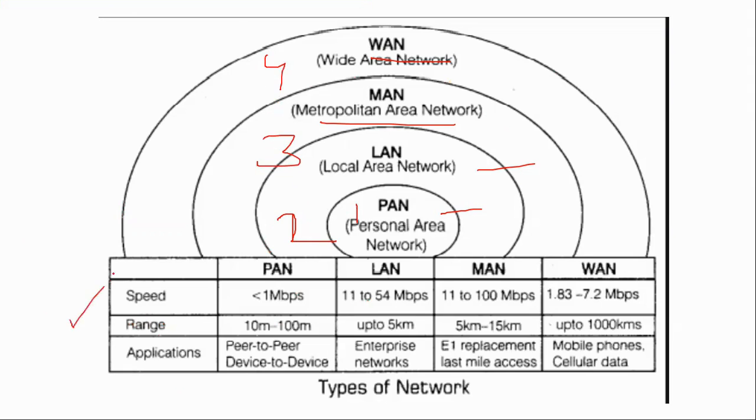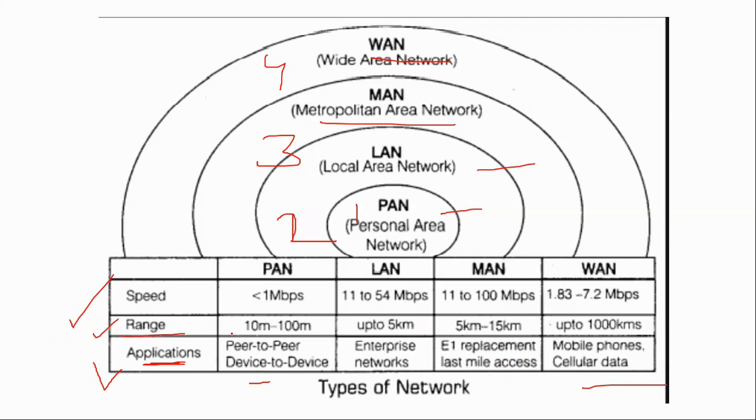Speed wise, I have given it in case you get a question speed wise, range wise, or application wise, so you should be able to write the answer. For example, the application of PAN is peer-to-peer, person-to-person, or device-to-device. LAN is an enterprise network, that is in the form of one organization. MAN covers a wider area than LAN. And geographically, mobile phones or cellular data are in the form of WAN.